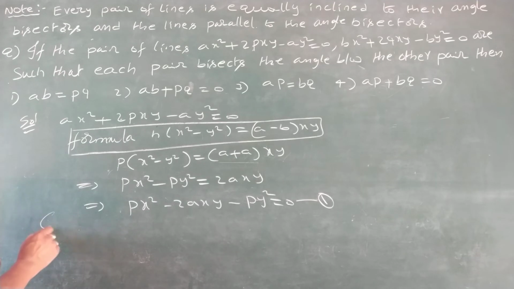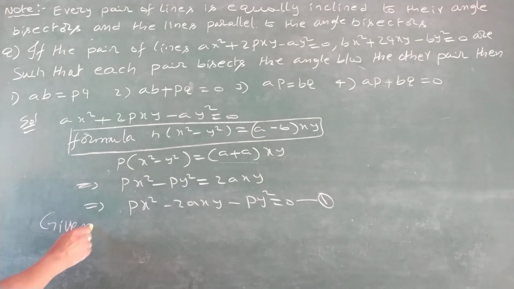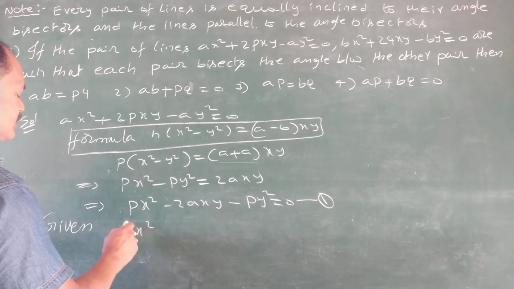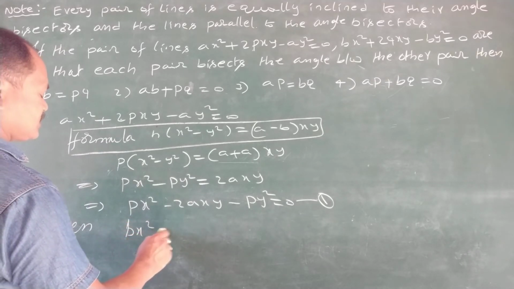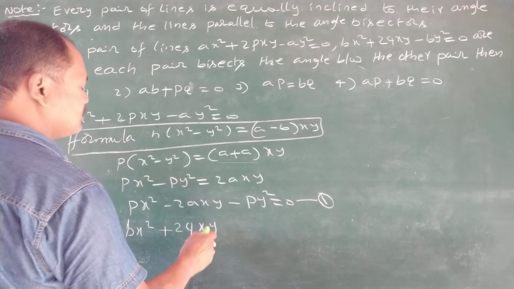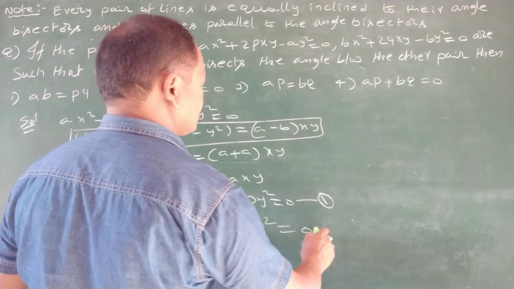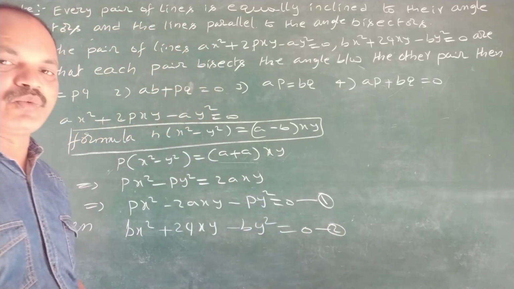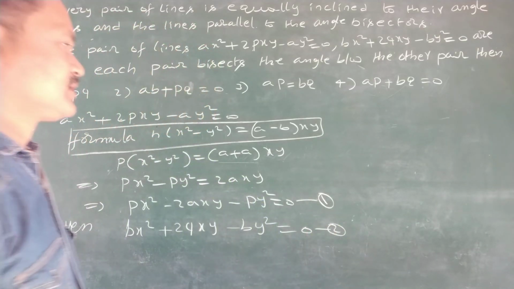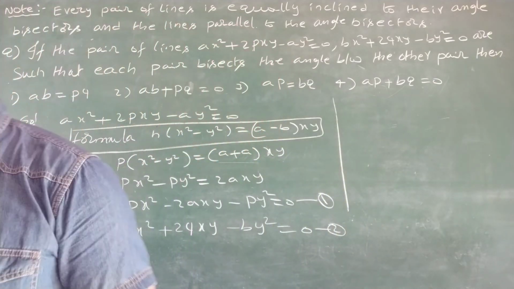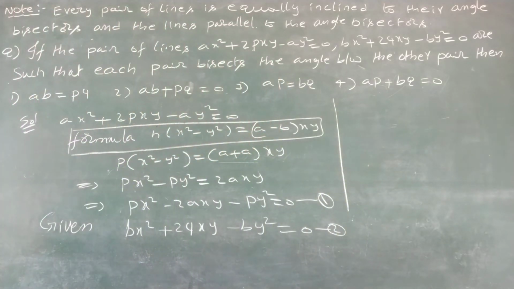Now the given second equation is bx square plus 2qxy minus by square is equal to 0, taking it as 2. That's why 1 and 2 represent the same lines, comparing them.